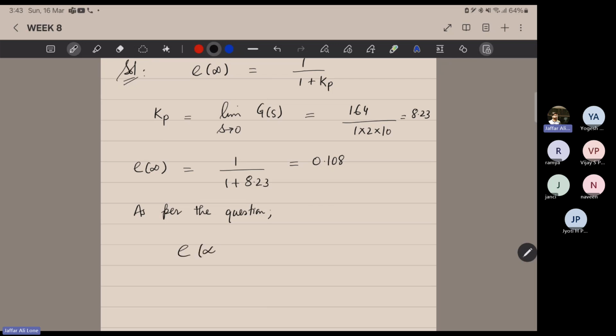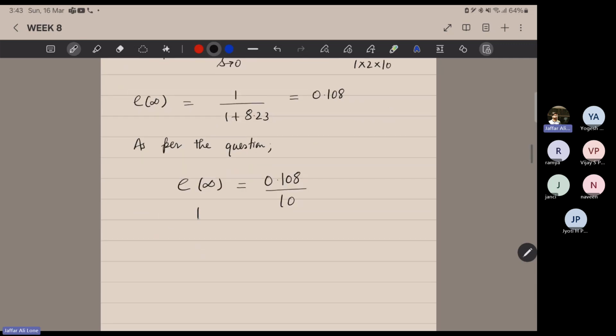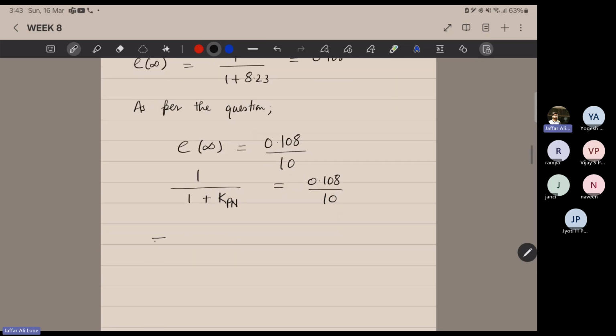So what is my requirement as per the question? My steady state error has to be reduced by a factor of 10. My existing steady state error is 0.108 and it has to be reduced by a factor of 10. This steady state error is 1 divided by 1 plus Kp, but this is the new Kp, the compensated Kp, and it is equal to 0.108 divided by 10. If you solve it, what is the value that is coming for Kpn? 91.59.